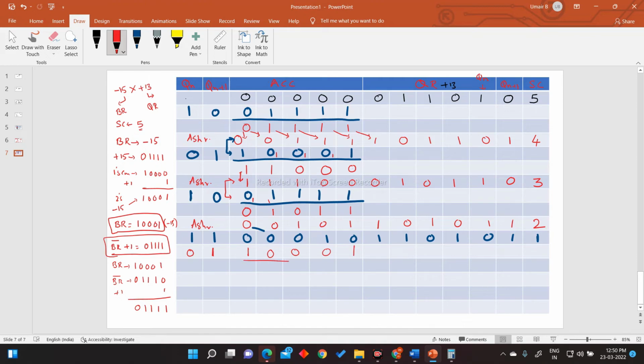Again perform the addition. You have to perform the addition between these two, right? So 0 plus 1, it is 1. 1 plus 0 is 1. 0 plus 0 is 0. 0 plus 0 is 0. 0 plus 1 is 1.